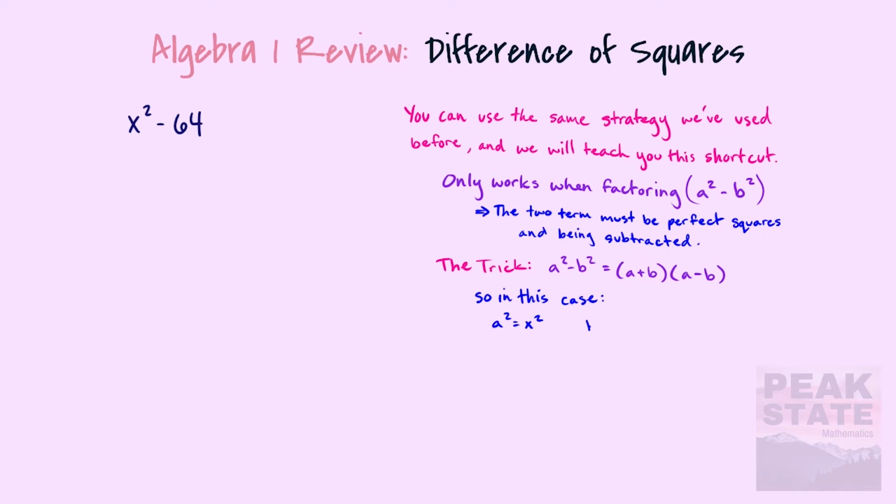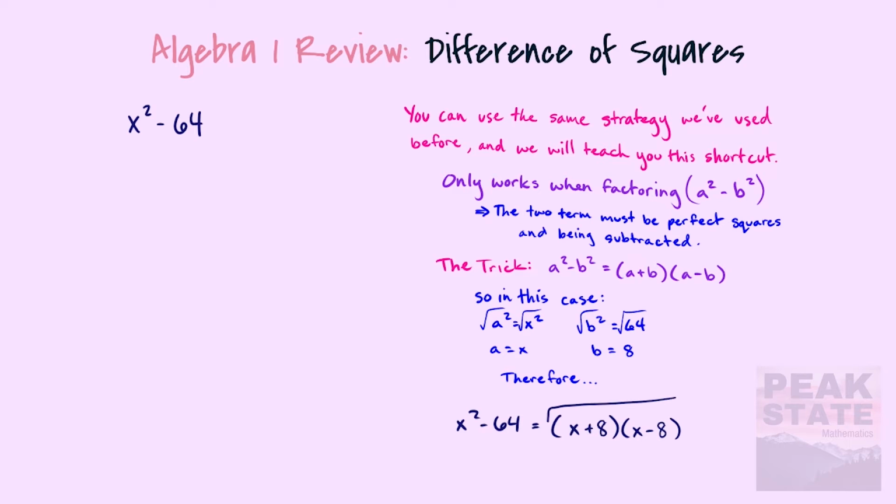So in this case, our a squared is x squared, our b squared is 64. If we took the square root of both sides, we'd see that our a value is x, our b value is 8. So we can factor this then as x squared minus 64 equals x plus 8 and x minus 8. All right, so that's kind of what the trick tells us. Let's go use our same strategies, our old school factoring tricks and tactics, and we'll prove that this is going to hold true.